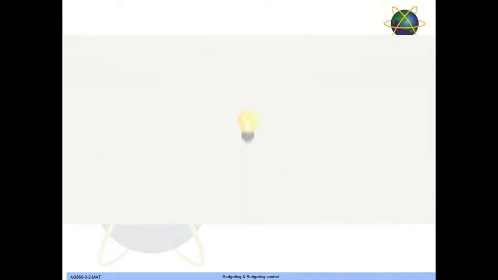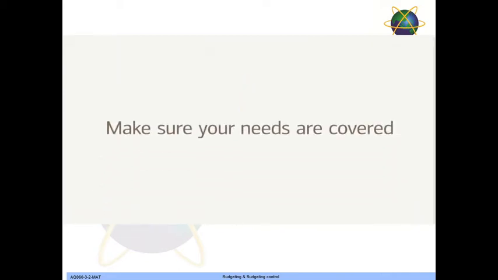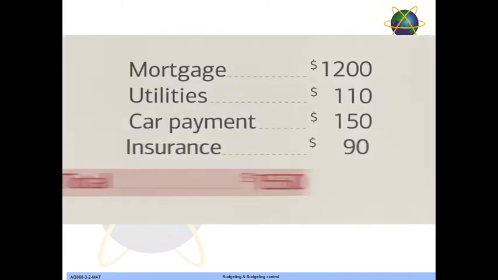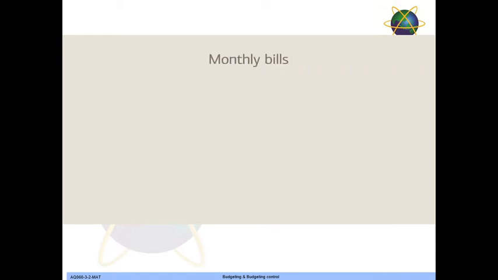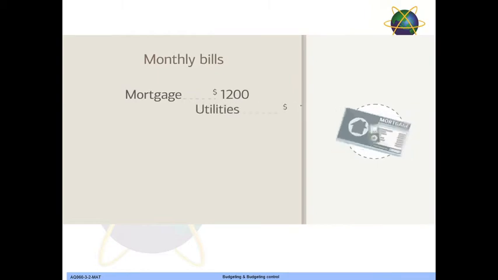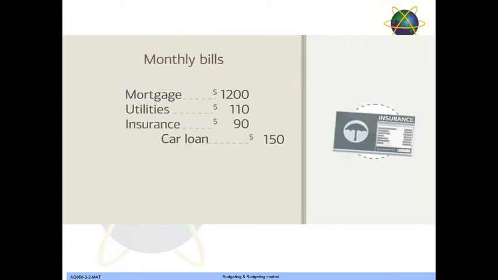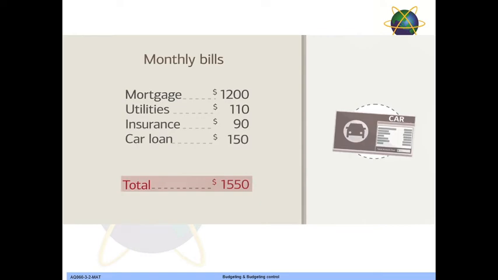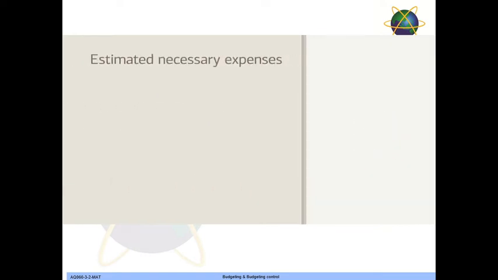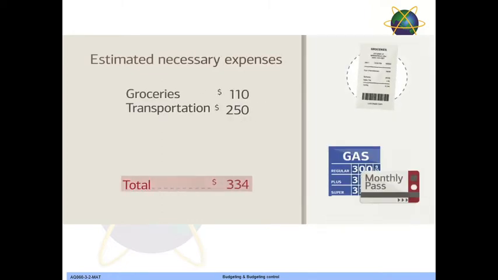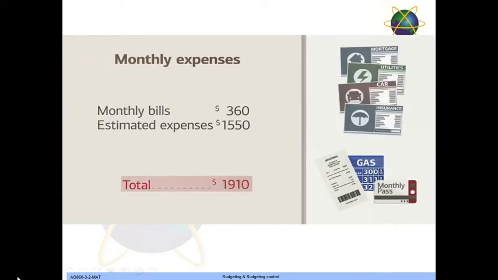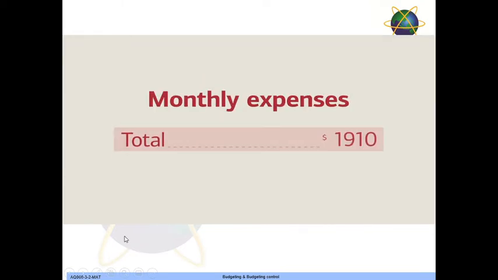Now, the most important part of managing your money is making sure your needs are covered. This will require a bit of math, but it doesn't need to be complicated. Start by figuring out all of your regular monthly expenses. This will be your regular bills, like rent or mortgage payments, all your utilities, insurance payments, and any other loan or credit card payments you make each month. Then, estimate your other necessary expenses, like what you spend per month on groceries and transportation costs. Add all these costs up and you've got your baseline, what you need to cover every month.